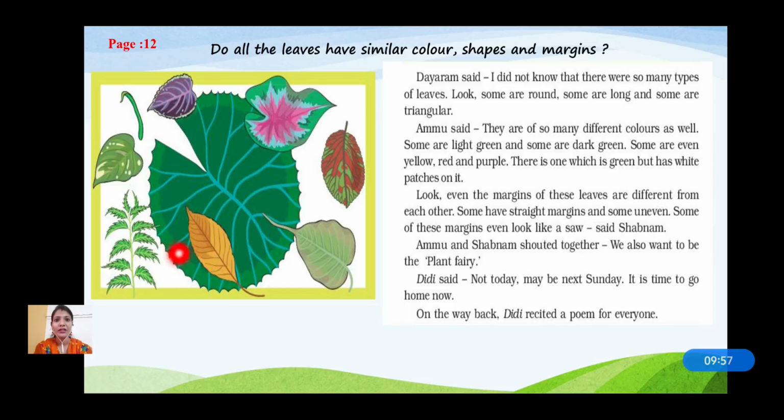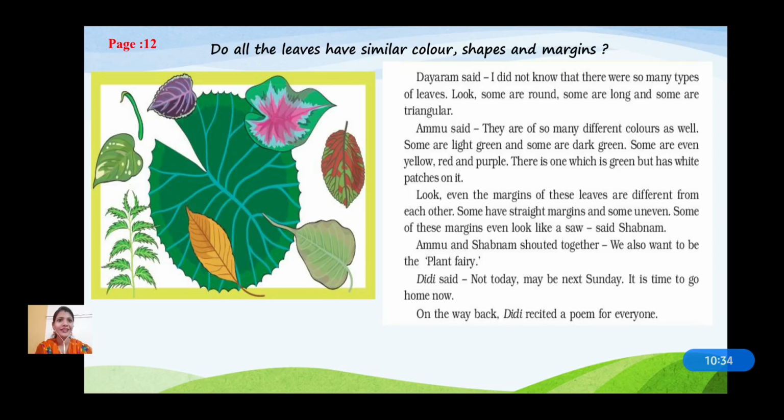yellowish orange color. This is light green and green color. It is dark green. It is light green, something brownish in color. It is red and green. It has pink color. It has dark green color, light green color. It has purple color. So many different colors are there, isn't it? Now, some are light green and some are dark green. Some are even yellow, red and purple. There is one which is green but has white patches on it. See, this has a white patch on it.